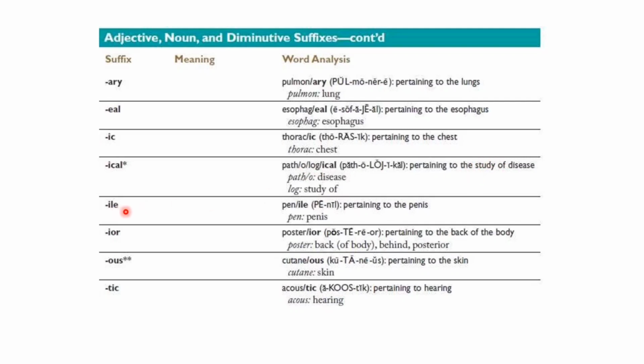Then there is ile. So the word analysis for the adjective suffix ile is penile, that is pertaining to the penis. Then there is ior, that means posterior, that is pertaining to the back of the body. Then there is ous. So word analysis for the suffix ous is cutaneous, that is pertaining to the skin. And the last one is ic, so that is acoustic, so pertaining to the hearing. So that is the word analysis of suffix ic.